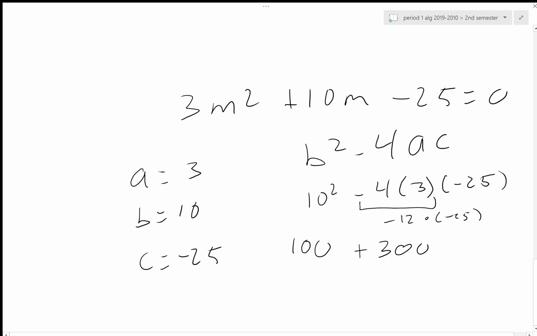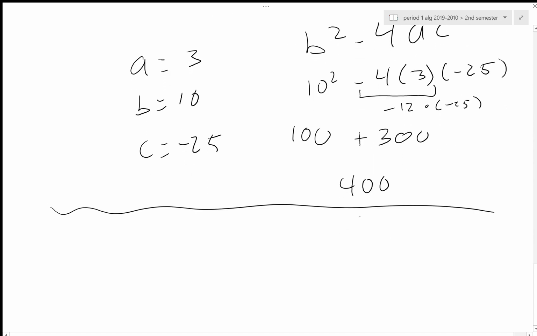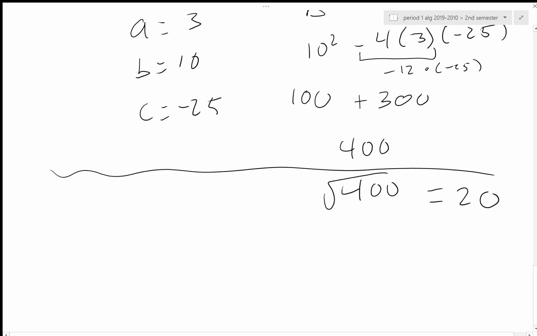So plus 300, because a negative times a negative is positive. So we get 400. Okay. Now does 400 have a square root? The answer is yes. Square root of 400 is 20. So now let's go back to our formula. The opposite of b, so negative 10, because that's the opposite of 10 is negative 10, plus 20 over 2 times 3, which is 6. The other problem is going to be the same thing except with the minus sign.